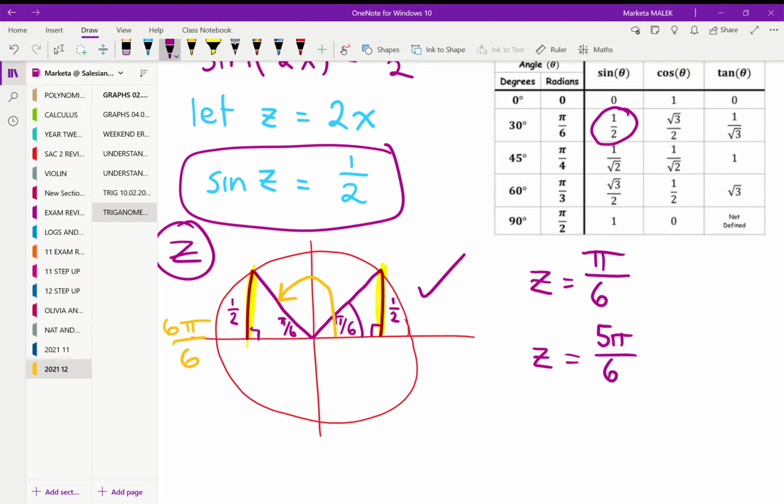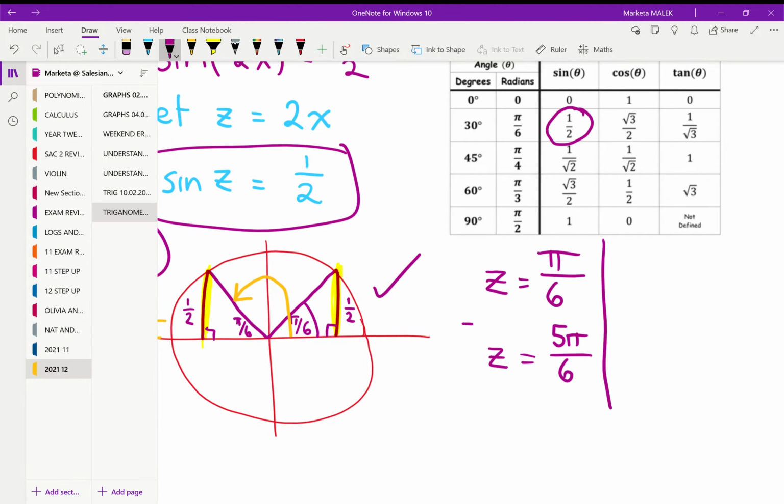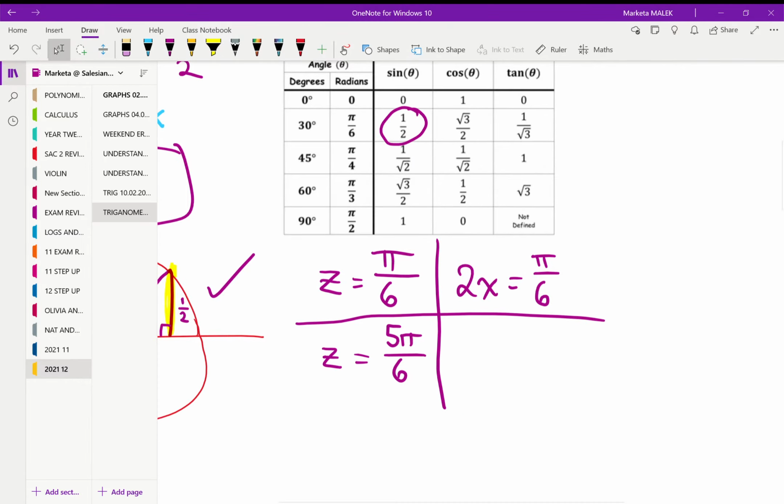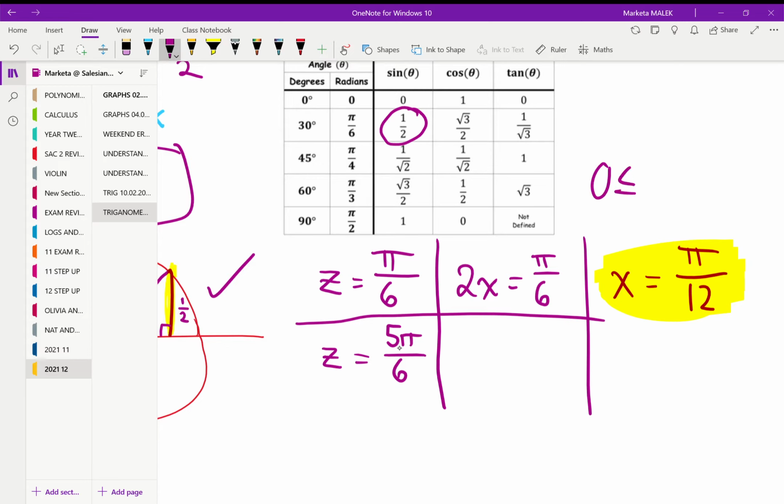Now we have our z angles of pi on 6 and 5 pi on 6, but z has nothing to do with this question, so we need to sub back in the 2x. I know that z is in fact 2x. So 2x equals pi on 6, and that means x equals pi on 12. That is one of our answers because pi on 12 is well within the domain of 0 to 2 pi. So that one works.